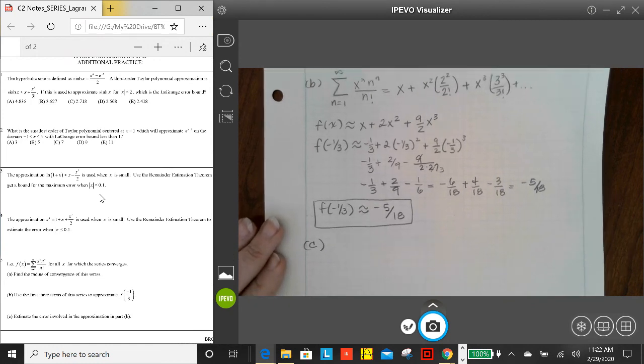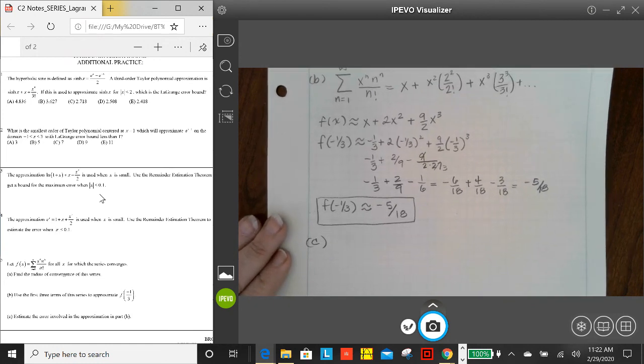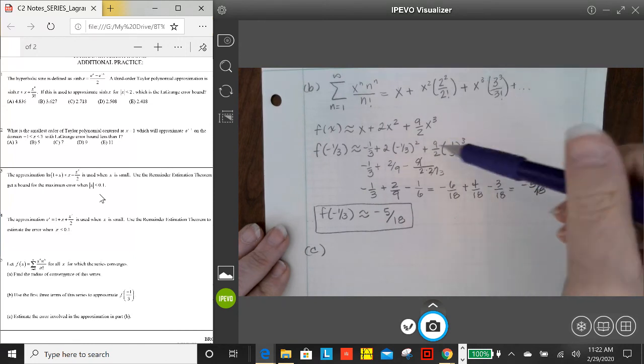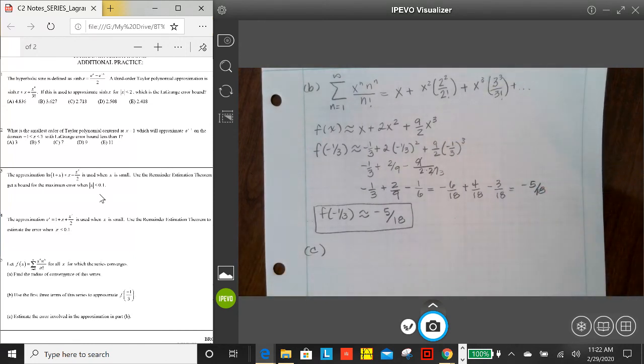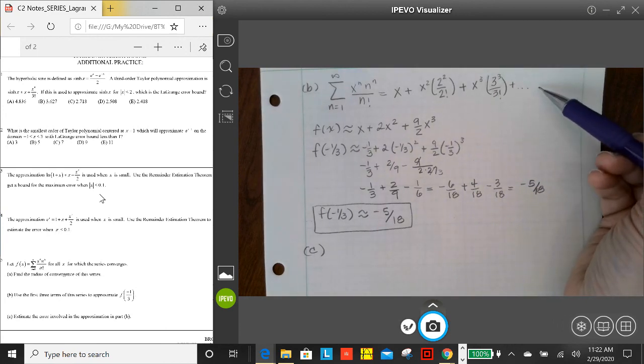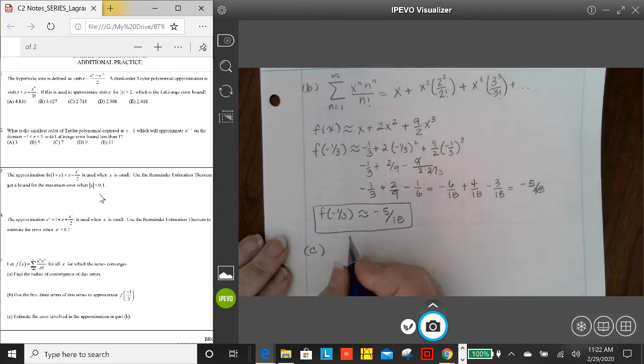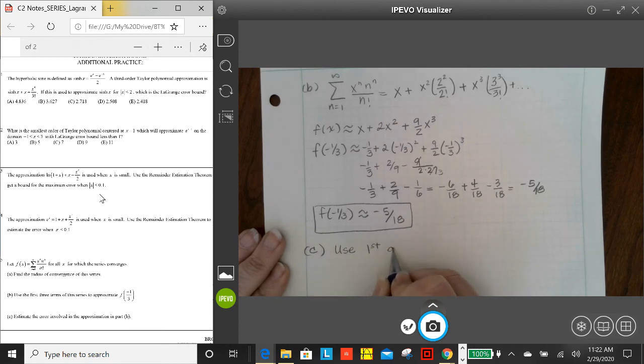All right, so part C says estimate the error involved in the approximation for part B. Well, I don't have a function for this, right? So I can't take its derivative the four times to get the fourth term to do the Lagrange form of the error. So I'm going to have to try something else. I'm going to use the first discarded term to approximate my error.